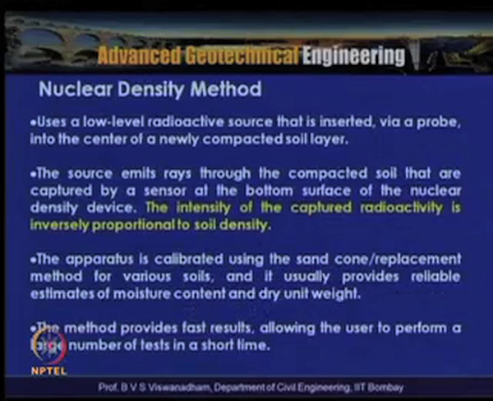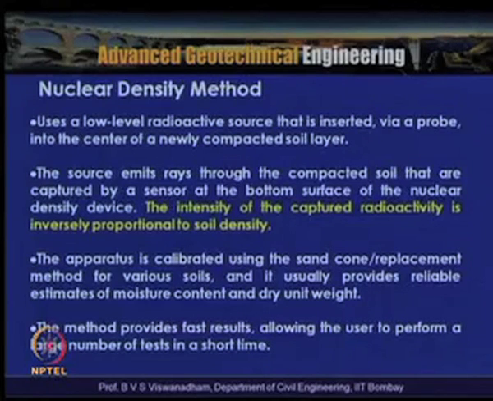The next method which we have said is the nuclear density method. This uses a low level radioactive source that is inserted via a probe into the center of a newly compacted soil layer. So, this is one type of method in which a small trench is made and a low level radioactive source is inserted, but there are also some setups where the nuclear density measuring apparatus sits on the surface of the soil, in touch with the soil, and it also measures.